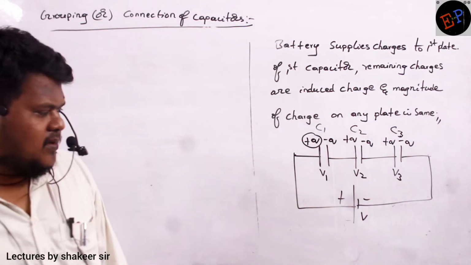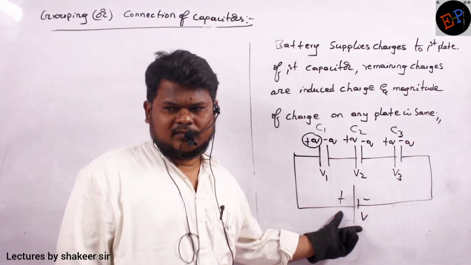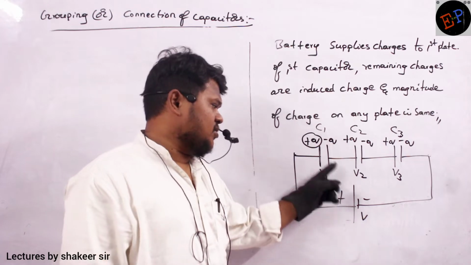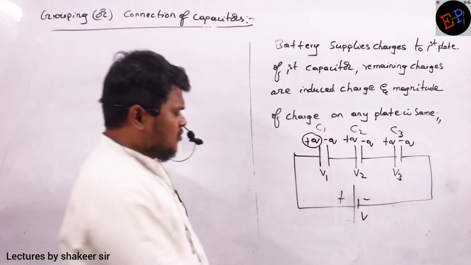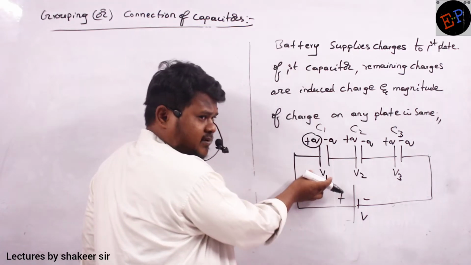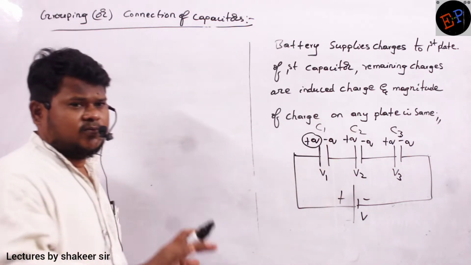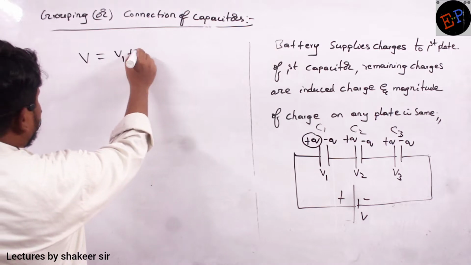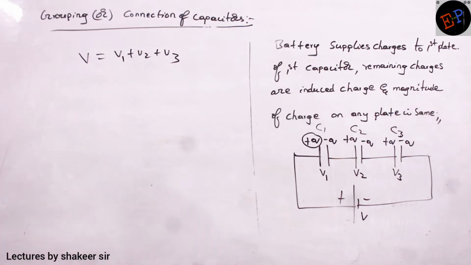Is it clear? What is meant by potential actually? Work done. Already we discussed, potential is nothing but work done. So to transfer the charges, definitely work must be done. Out of the total work done by the battery, the first capacitor will take V1 work, this one will take V2 work, and the third capacitor will take V3 work. So can I write that total V is V1 plus V2 plus V3? Definitely I can write.